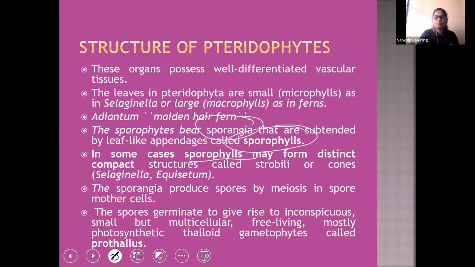In some cases, sporophylls may form distinct compact structures. In some examples, the leaf-like structures will be very compact, growing together, which is called cones. They look like cones. Shri Suresh, you did not get me.